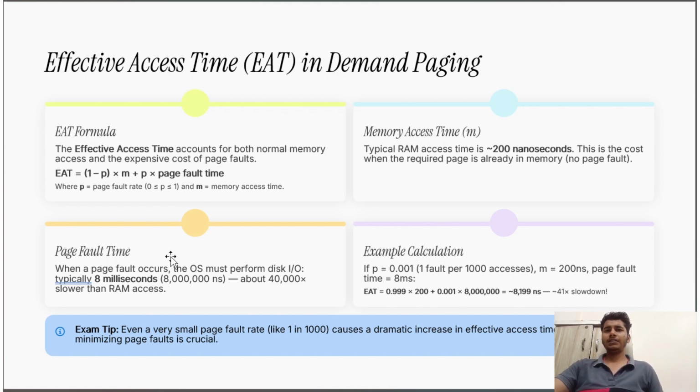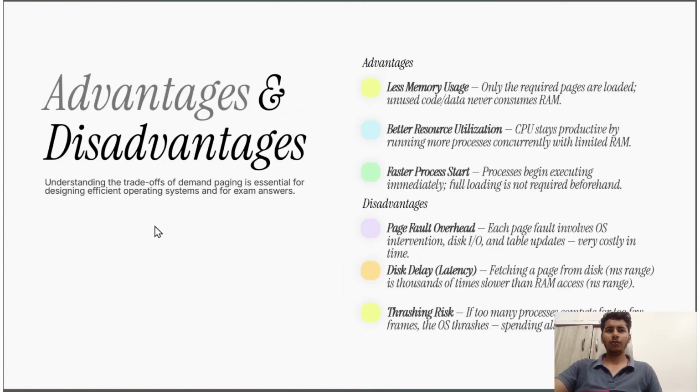Advantages and disadvantages of demand paging. Understanding the trade-offs of demand paging is essential for designing efficient programs. The advantages are less memory usage, as only required pages are loaded; better resource utilization, as the CPU saves productive RAM by running more processes; and faster process start, as processes begin executing quickly. Disadvantages: page fault overhead, as each page fault involves OS intervention and is very costly in time. Disk delay: it increases the latency.